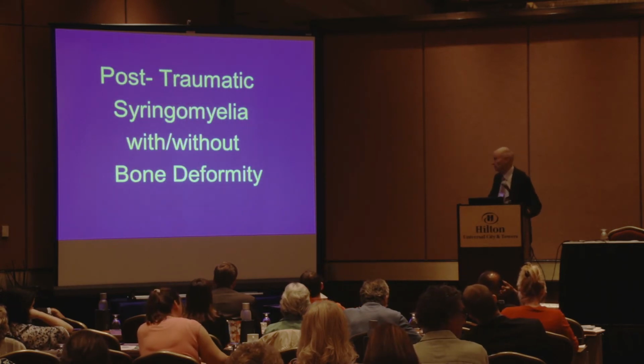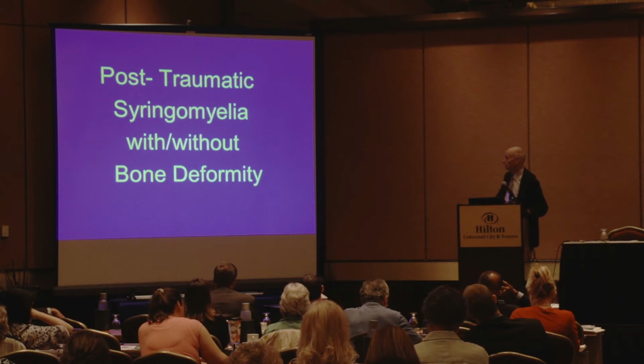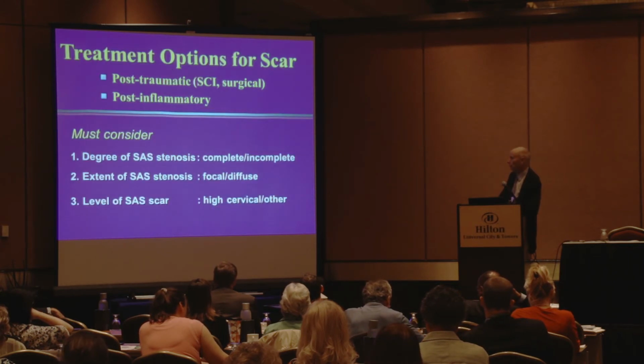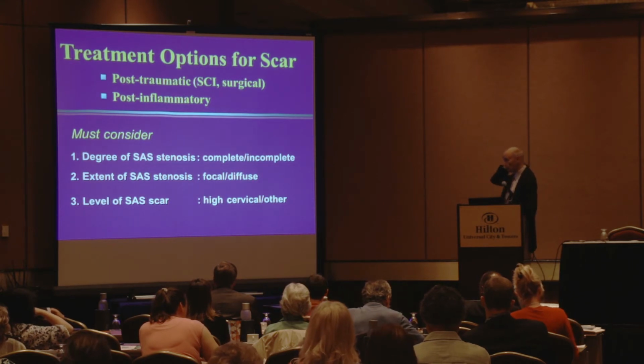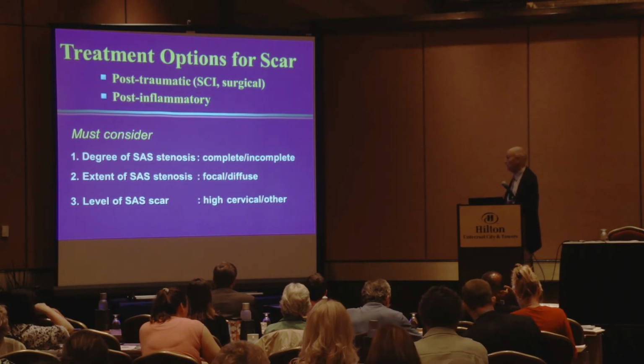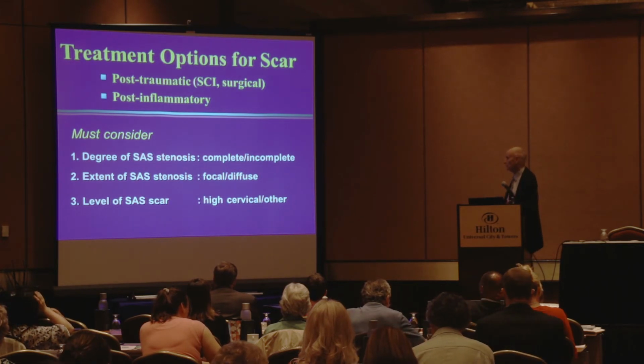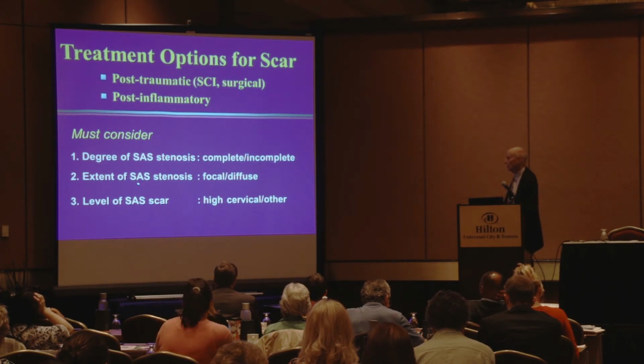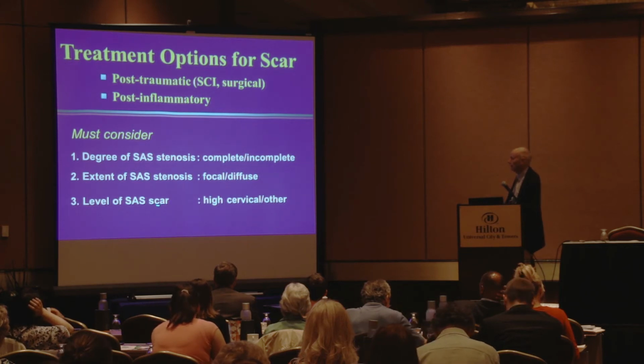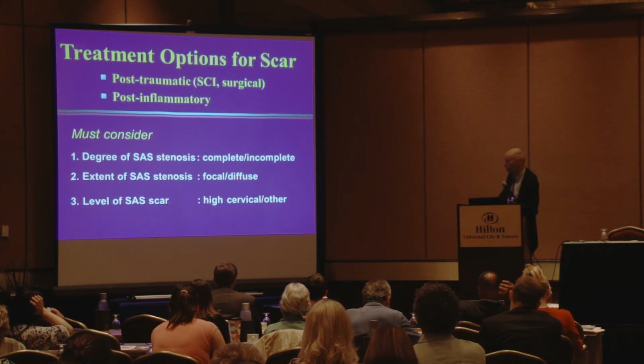Now, focusing a little bit on the subject of post-traumatic syringomyelia, it can exist both with and without bone deformity. In assessing a patient with post-traumatic syringomyelia, it's important to find out the degree of subarachnoid stenosis. Is it complete or incomplete? The extent, does it extend over several vertebral segments? And is it in the high cervical region, or is it in the mid-cervical or thoracic region?